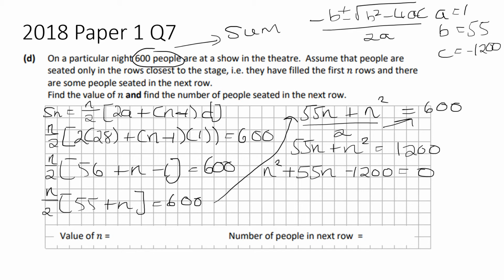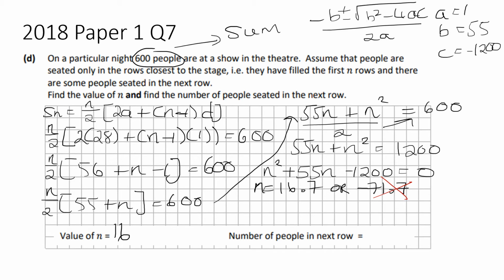When you put that into your calculator, you'll get two values for n. The first value for n that you'll get is 16.7. When you put in your second value, it'll give you minus 71.7. You can't have a minus term, so it means that you're going to use 16, and 16 is going to represent the number of rows.